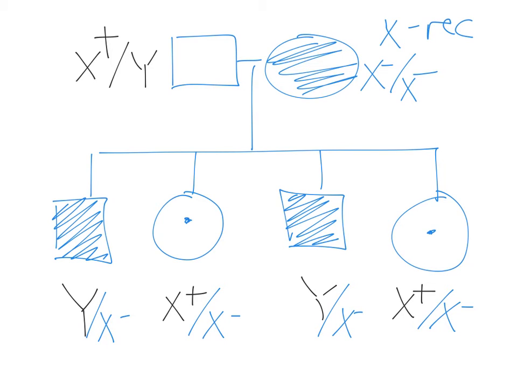So now we've gone through the whole thing. We've done X dominant reciprocal crosses. We've done X recessive reciprocal crosses. And if you want, make yourself a little cheat sheet, put it on your tablet, bring it to the exam. You know, make a little table. These are the patterns that typify the different inheritance patterns. X dominant, affected dad, what happens? Affected mom, what happens? X recessive, affected dad, what's the pattern? Affected mom, what's the pattern?